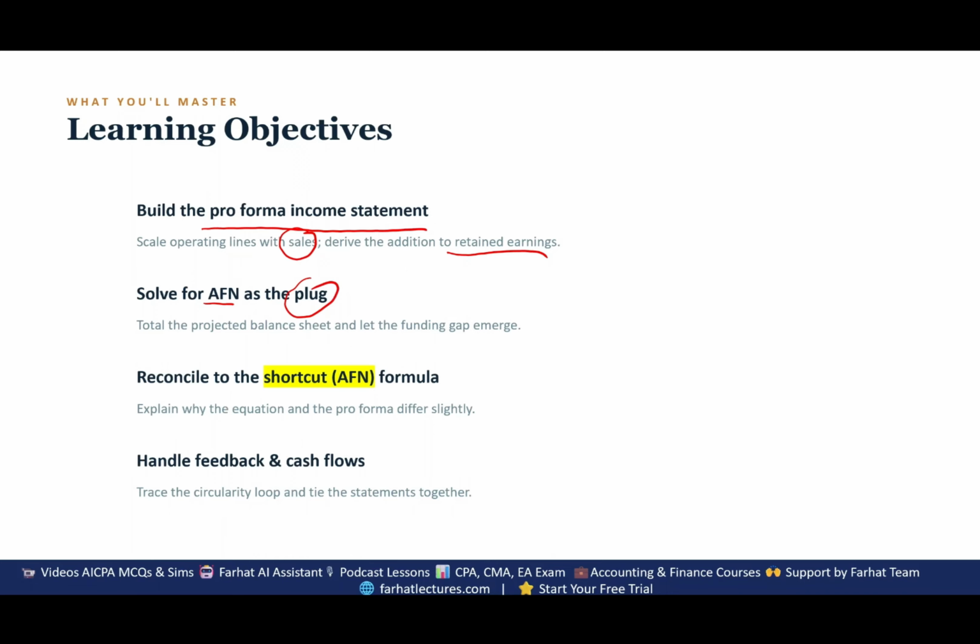Then I will at the end reconcile the two, the shortcut and the formula, and explain why the equation and the pro forma differ slightly. Then we will handle this circular loop and tie the statements together. Those are the objectives for today. We're going to start by looking at the percentage of sales and what it means, because everything's going to be driven by sales, and from sales we're going to scale everything else. Let's go ahead and get started.